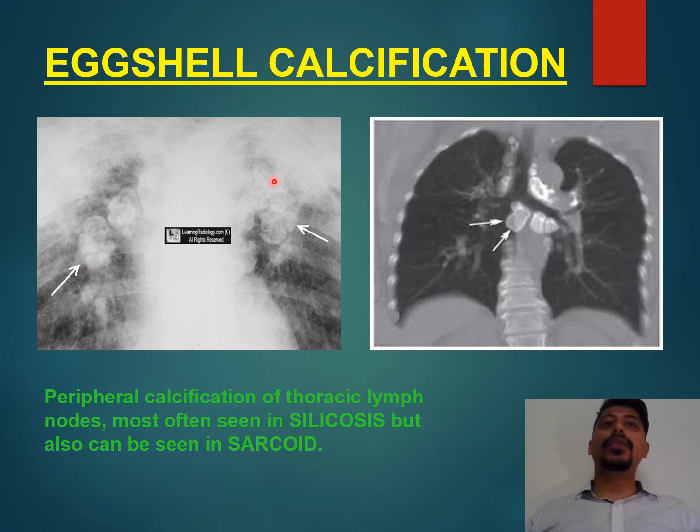Eggshell calcification. So these are the lymph nodes which are sclerotic, and have a peripheral calcification in lymph nodes. And on coronal image of the CT scan, we can appreciate these lymph nodes with the calcifications, and these are the characteristic features seen in silicosis and also in sarcoidosis.